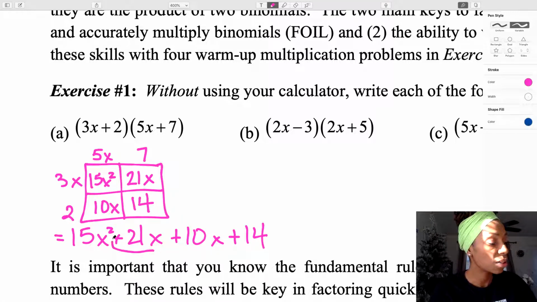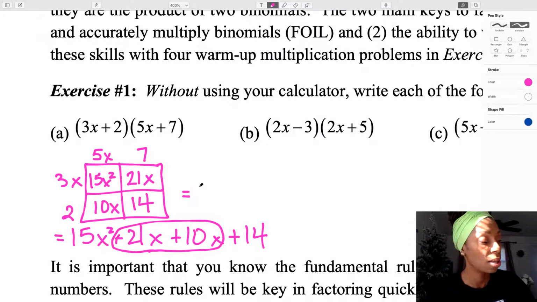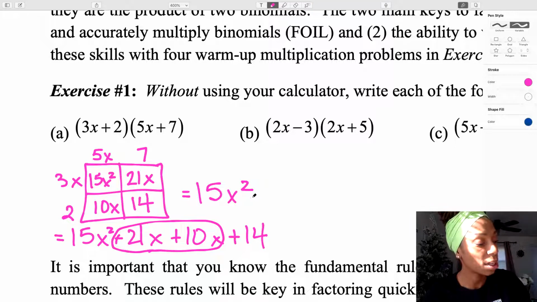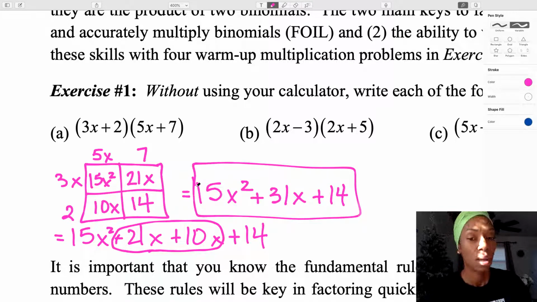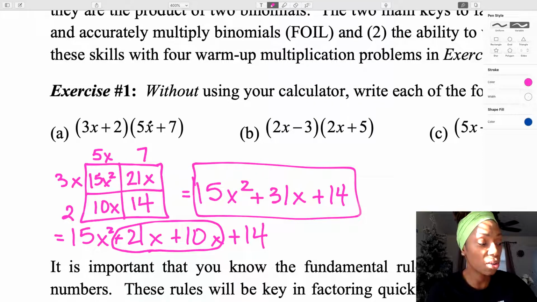We have these like terms here in the middle, 21x plus 10x. Instead of keeping them separate, why not add them and write it as one term? So our final answer is 15x squared, 21x plus 10x is 31x, plus 14. So that is how you can use the box method, which is the same as using the distributive property, to find the product of two binomials.